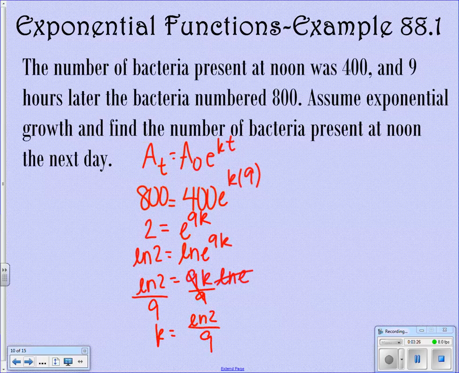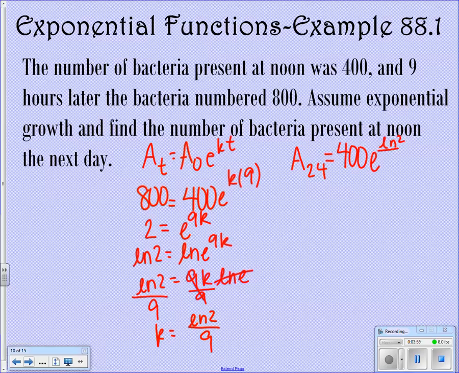Now you do not want to actually plug that number in yet, because we're going to use that whole number, not just a rounded number. Otherwise your answer is going to not be very accurate at all. So assume exponential growth. We want to find the number of bacteria present at noon the next day. It measured at noon, and so at noon the next day, that is a total of 24 hours. So we're looking for the amount at 24 hours. The initial amount that we started with was still the 400, and then we have our k is ln of 2 over 9, and our time is 24.